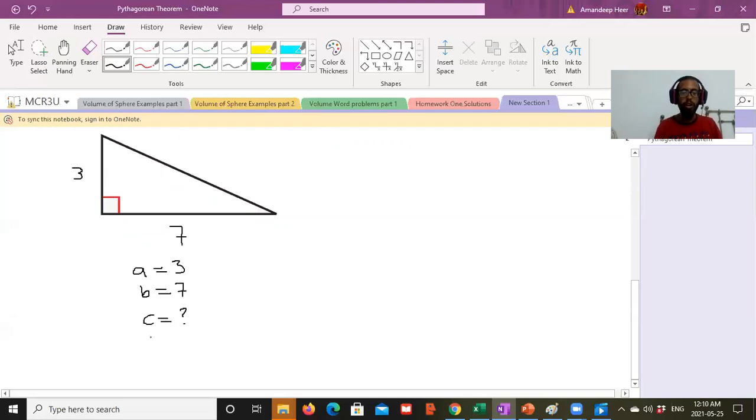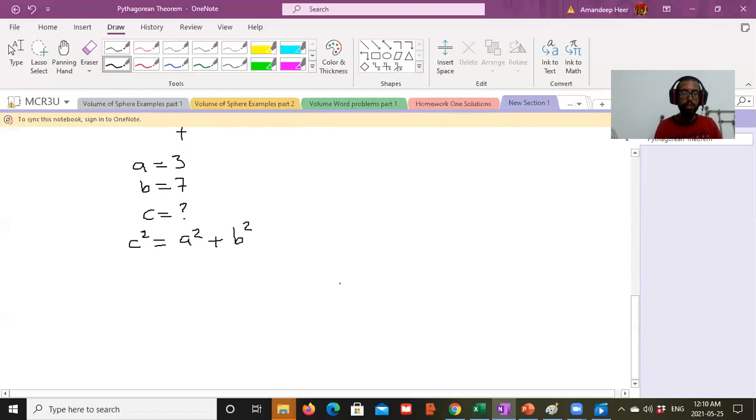Now what we need to do is use the Pythagorean theorem. The Pythagorean theorem says C squared is equal to A squared plus B squared. So we're going to replace A with 3 and B with 7. So 3 squared, and we're going to replace B with 7, so 7 squared.